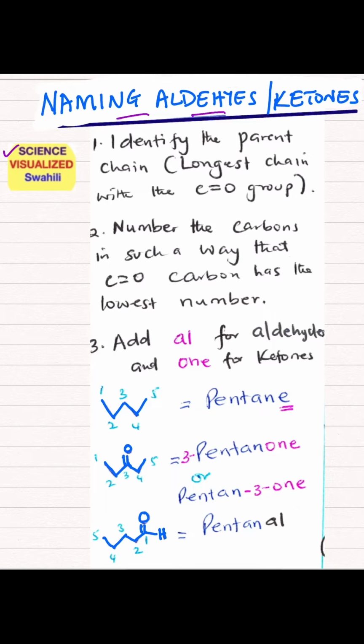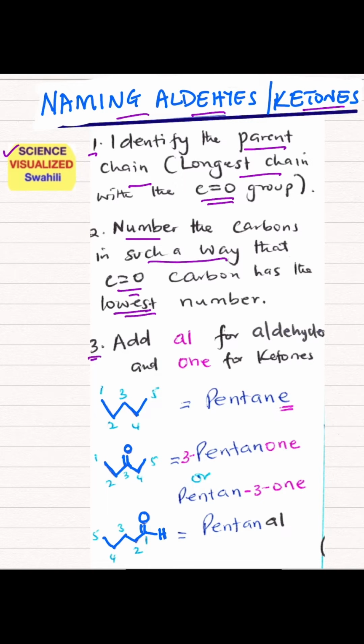Naming of aldehydes and ketones. Number 1. Identify the parent chain, that's the longest chain that contains the carbonyl group. Number 2. Label or number the carbons in such a way that the carbonyl has the lowest number. So that will determine whether you start counting from the left or the right. You want the carbonyl to have the lowest number.